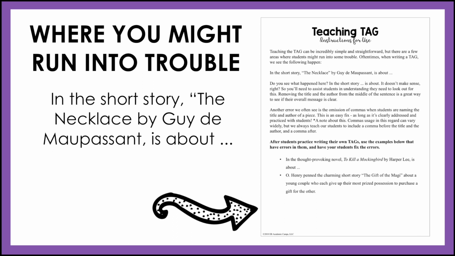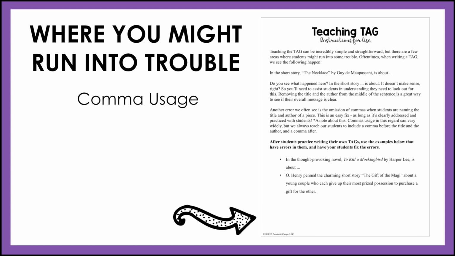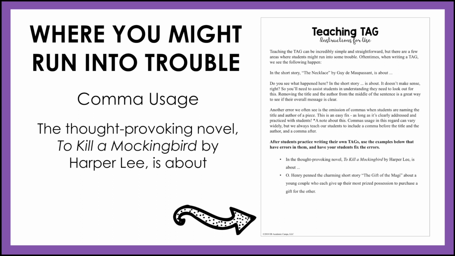Something else that I want to talk to you about is comma usage. There are many schools of thought when it comes to comma usage, but let's look at this example that I want to specifically talk about comma usage with. So here we have our tag, the thought-provoking novel To Kill a Mockingbird by Harper Lee is about, and then we would continue our sentence. And here you'll see that I have two commas around To Kill a Mockingbird by Harper Lee. Well, I'm assuming here that To Kill a Mockingbird by Harper Lee is an appositive, so I'm going to put it within those commas to signify the fact that it is an appositive.